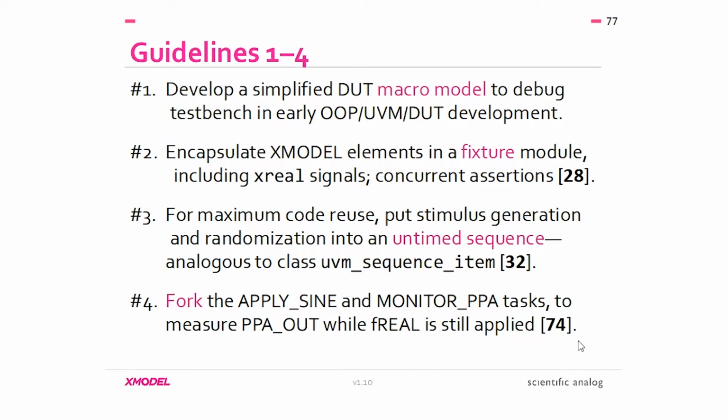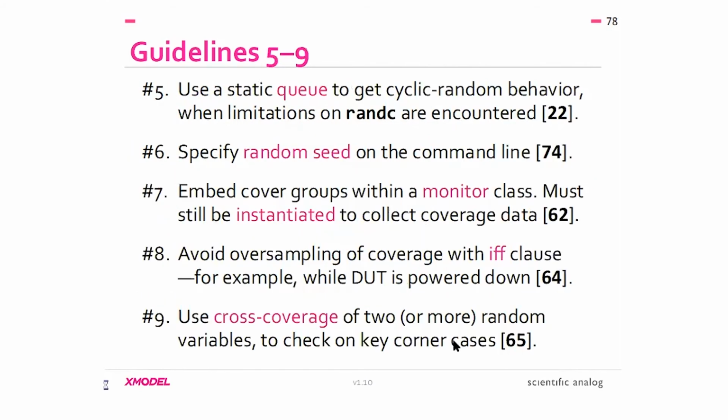Guideline 4, as we just saw on slide 74, it's essential to run the apply sine task from the driver concurrently with the monitor PPA task. Whereas in a digital design, you usually have the luxury of registering the digital block's outputs, here we're looking at an analog block, and we need to measure the output voltage while the input sinusoid is still being applied. So fork join was the way to go.